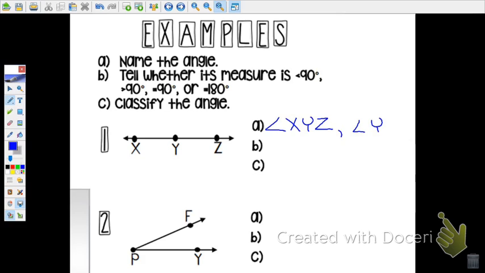So what's the measure? Less than, greater than, or equal to 90, or equal to 180? It's equal to 180 because it's a line or a straight angle. So classify the angle as straight.